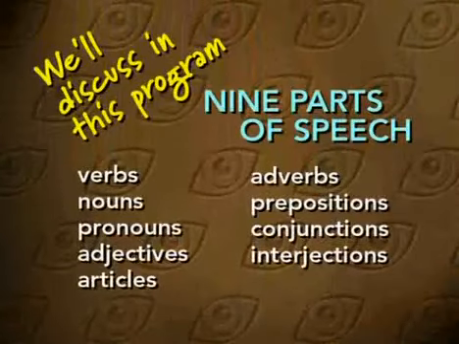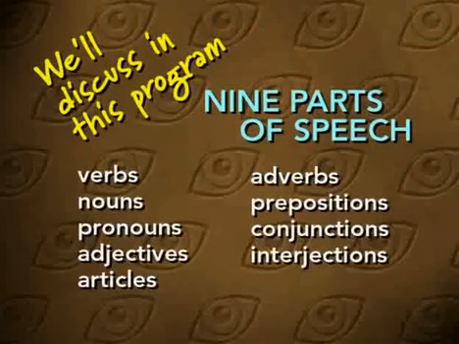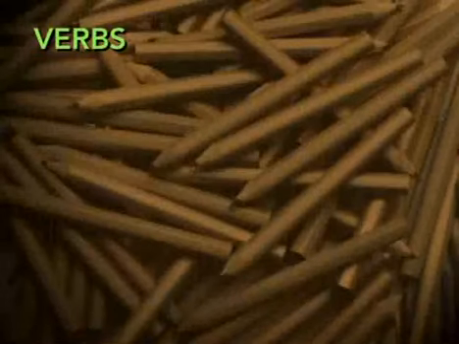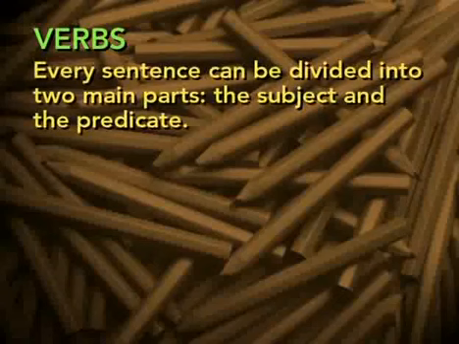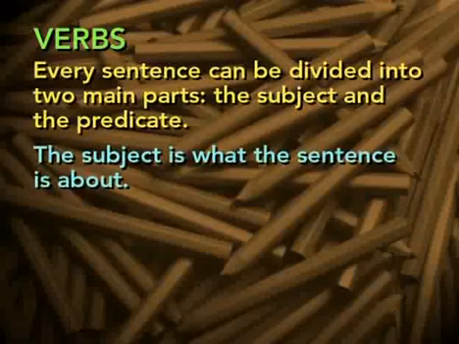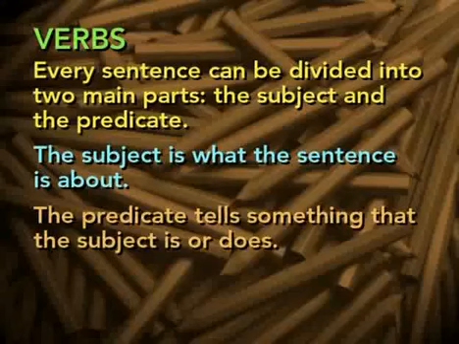There are 9 different parts of speech in English. That is, 9 different kinds of words that are used in creating sentences. In this first lesson, we'll talk about 3 of the parts of speech: verbs, nouns, and pronouns. Let's begin with verbs. As you recall, every sentence in English can be divided into 2 main parts, the subject and the predicate. The subject is what the sentence is about. The predicate tells something that the subject is or does.